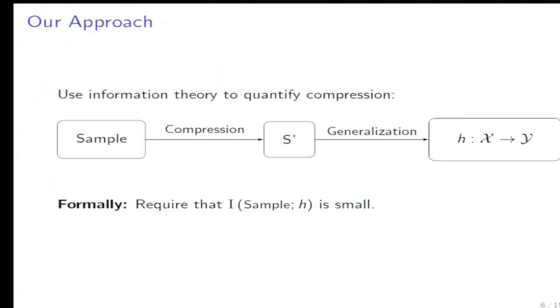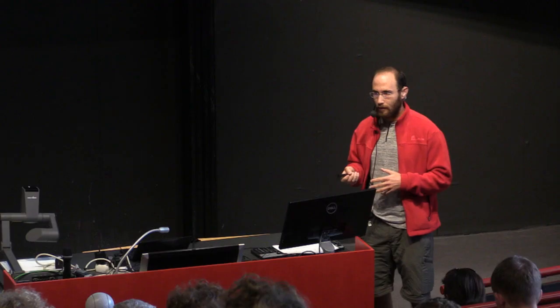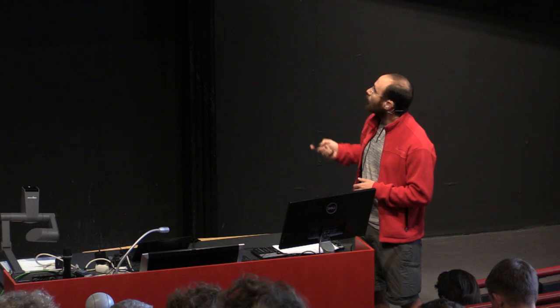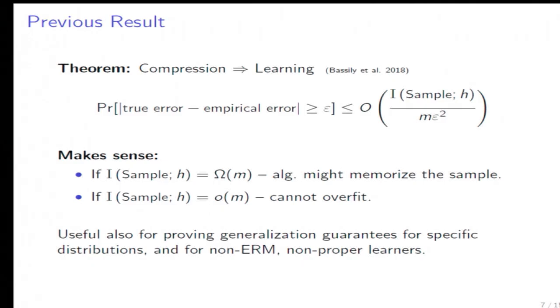So what we wanted to do is take that idea and ask how we can modify sample compression schemes. Instead of remembering a specific number of examples, we can remember whatever we want, any processed representation, so long as we only remember a small number of bits from the examples that we've seen. Formally, what we require is that the algorithm have only a small mutual information between the input sample and the output hypothesis. It turns out that when you use this requirement, you can get some nice results.